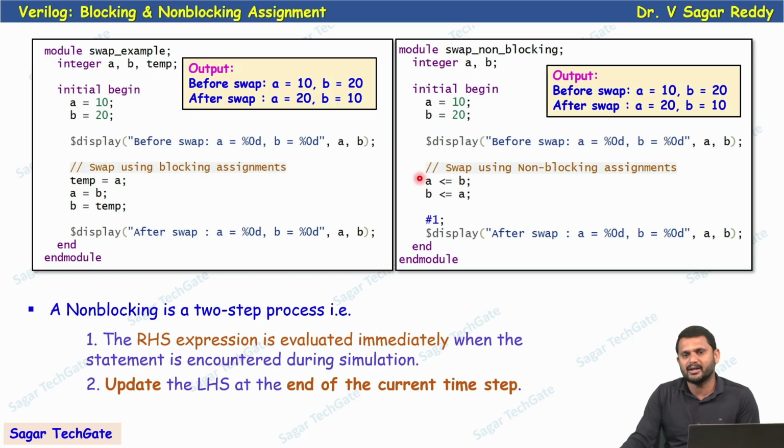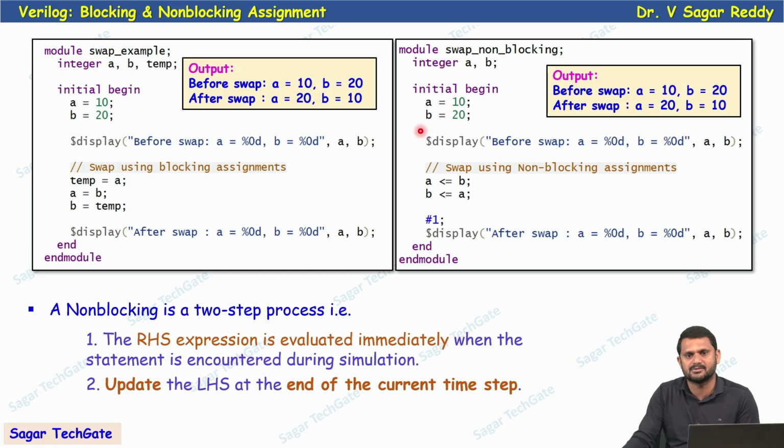It is not assigned to the a. It will store in some intermediate variable. Assume, right? It will store in some intermediate variable. So b is stored in intermediate variable. Same way, it won't block this statement. Here also we'll take the value of a. What is the value of a? A is 10. Now at the end of this current time step, now here #1 means the next time step. So in this time step only, all will execute in 0 simulation time only.